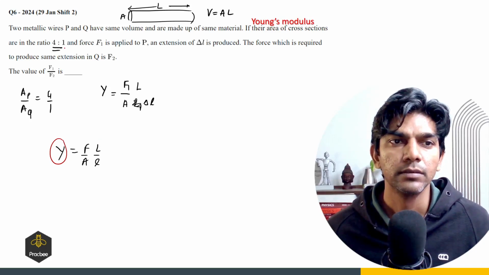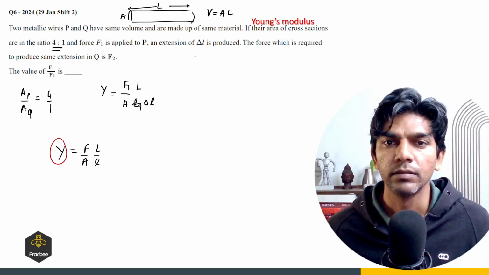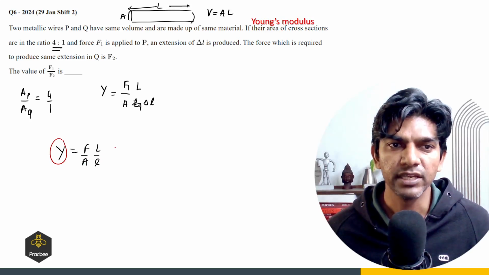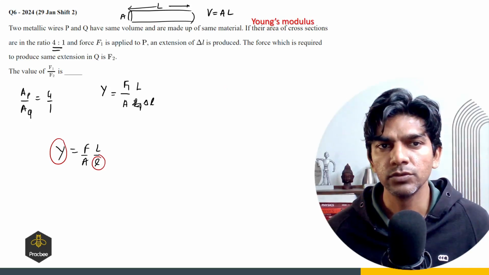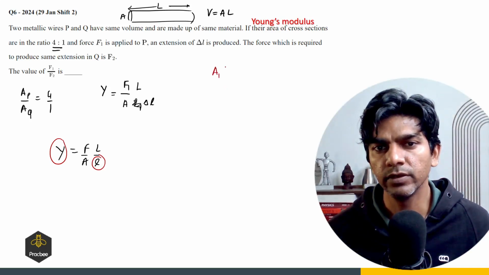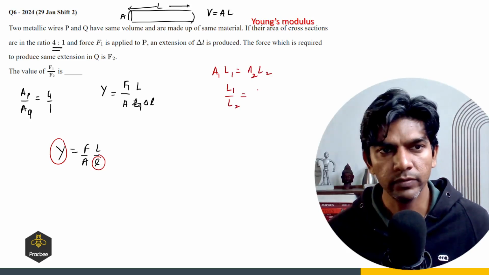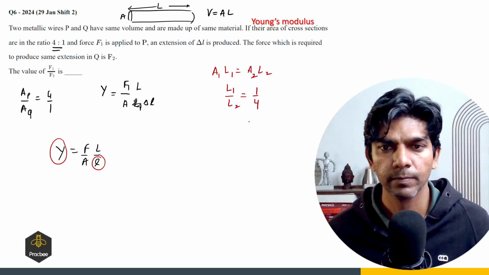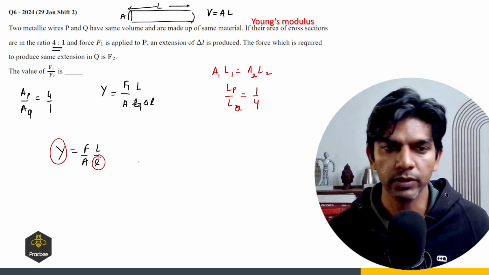Length and the area of cross section will be different. And force which to produce the same extension. So L is also same. And the area of cross section is, so volume is same. So we can say A1 L1 will be equals to A2 L2. So we can say L1 by L2 will be A2 by A1, and A2 by A1 is 1 by 4. Or I can say LP by LQ will be 1 by 4.